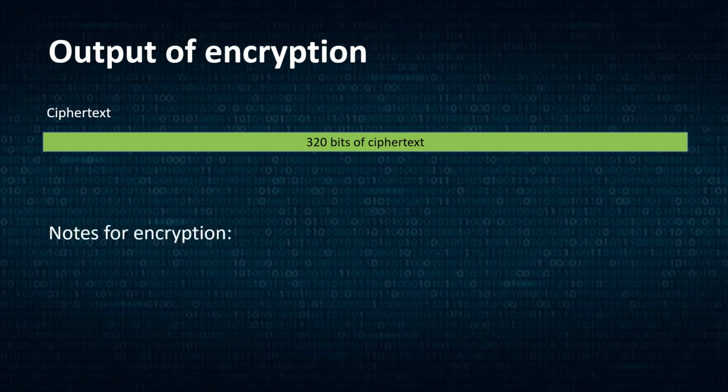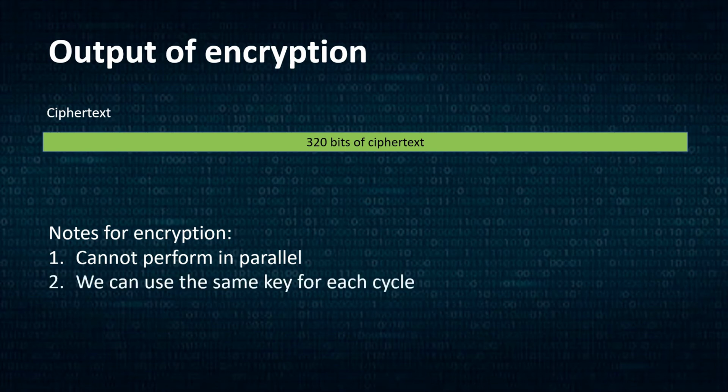Here are some notes for encryption. We cannot perform the cycles in parallel because the shift register keeps changing according to the ciphertext block from the previous cycle. Secondly, we can use the same key for the block cipher encryption, unlike other modes of operation. Since the shift register will always discard and add some bits, we will get a different encrypted IV for every cycle even if the keys are the same.